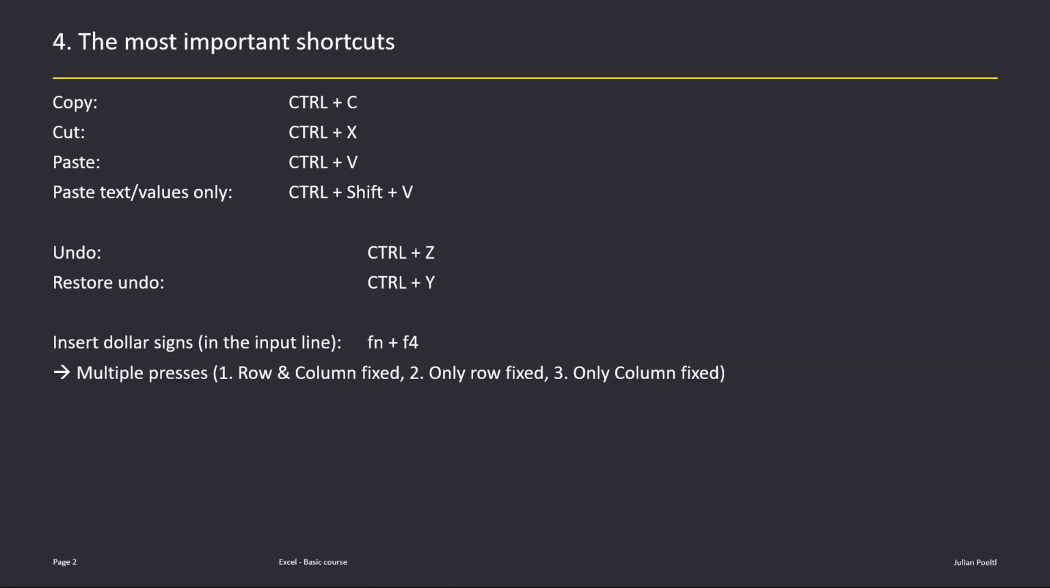You can insert the dollar signs in the input line with function F4. And as I've told you, with multiple presses, you can do this for the row and column, only for the row, or only for the column.